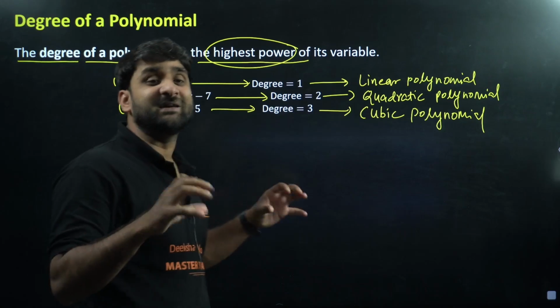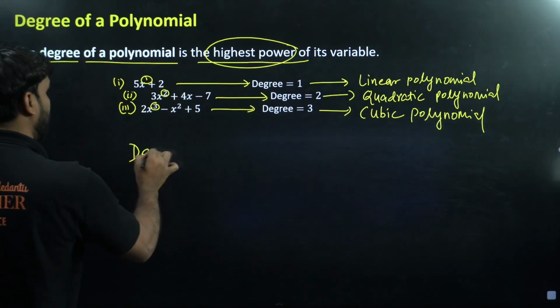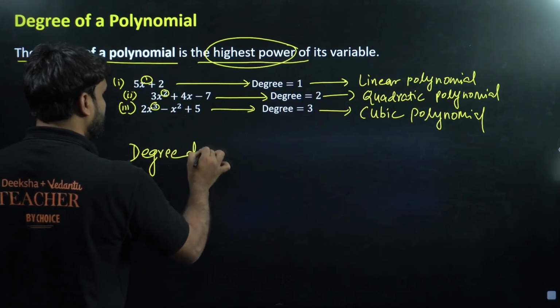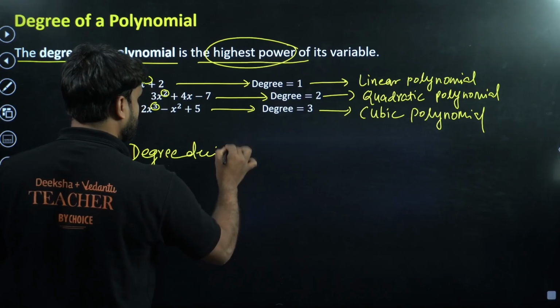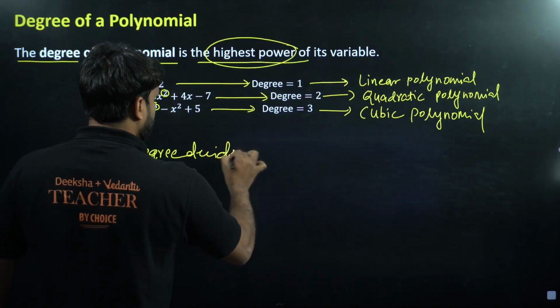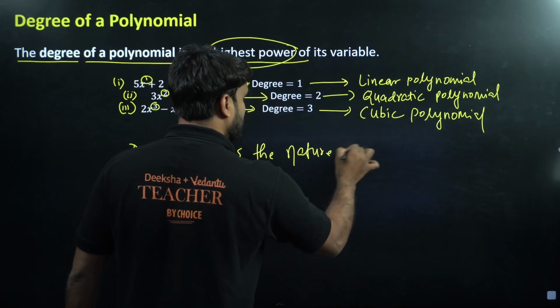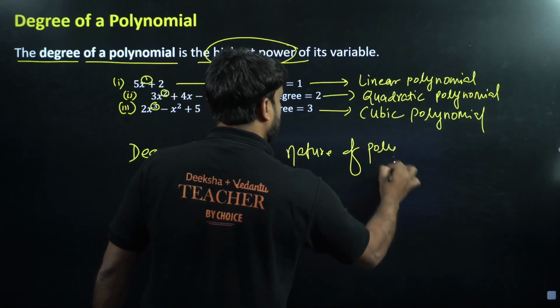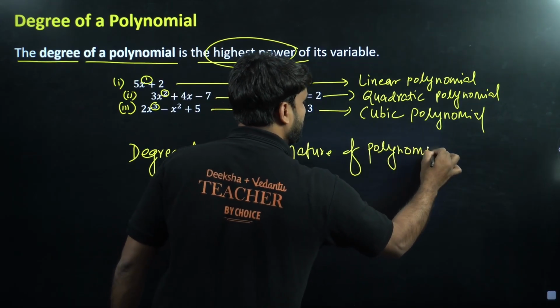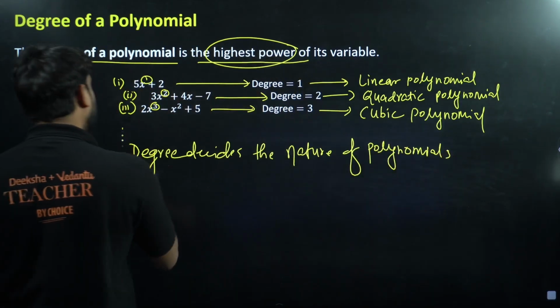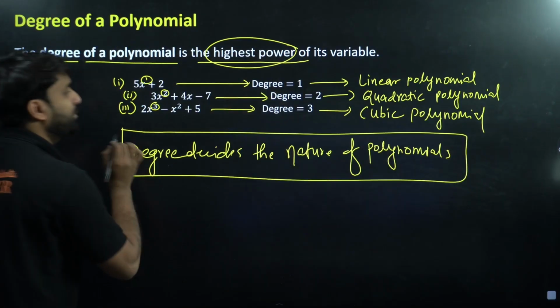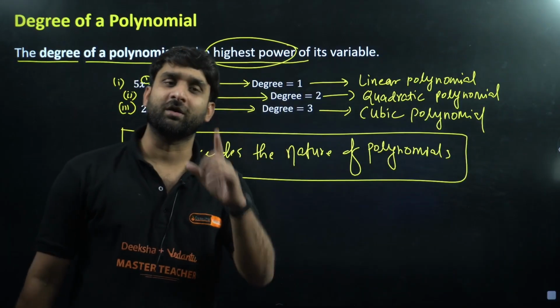So degree decides the nature of the polynomial. My dear champion, degree decides the nature of polynomials. I hope this is clear to you all. Degree decides the nature of the polynomial, whether the polynomial will be linear, quadratic or cubic.